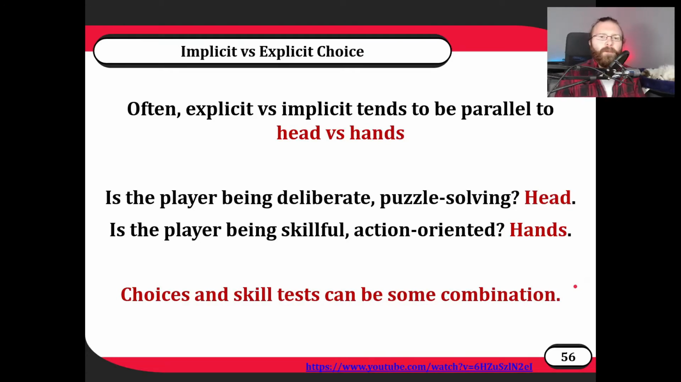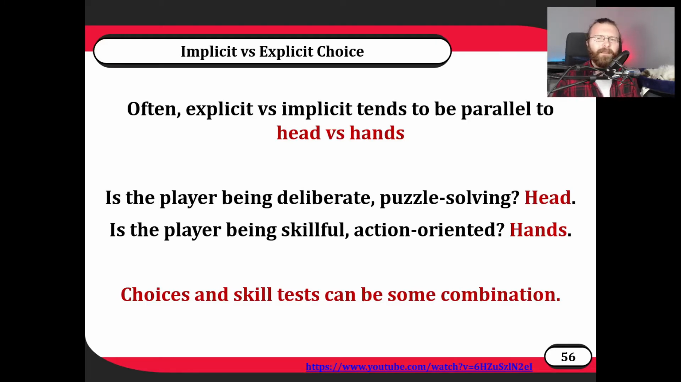Now, when we talk about implicit versus explicit choice, it usually parallels the discussion on head versus hands. Not always, but it tends to parallel head versus hands. When we're making a decision based on our head, then we're being deliberate. We're thinking about puzzle solving or explicit mental problem solving. We're coming up with an answer to a question purely based off of deliberation.